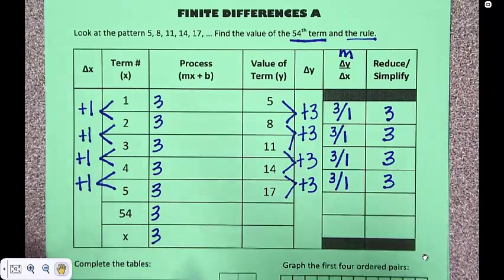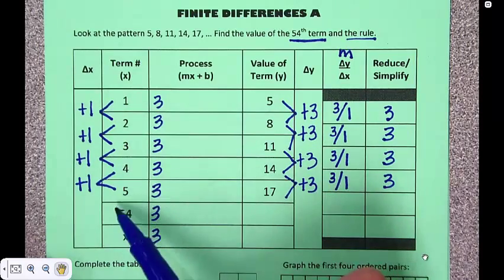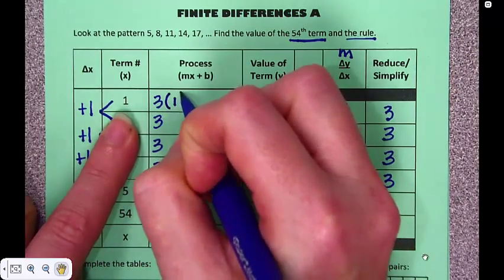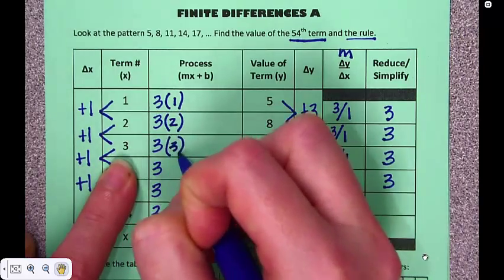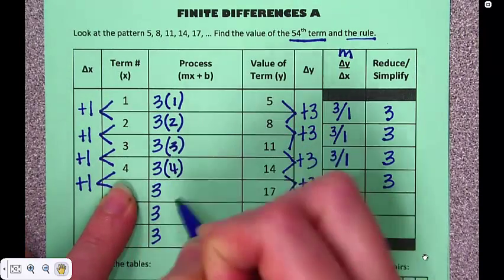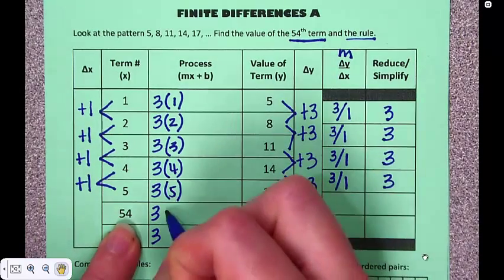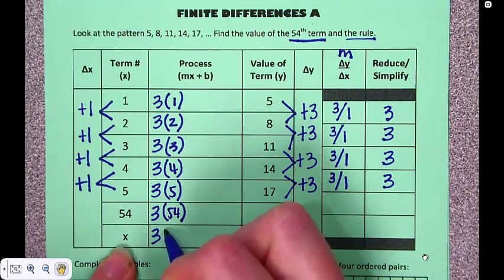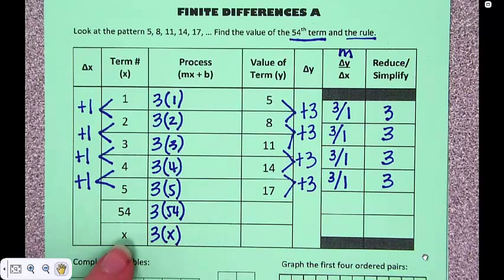Next in our process column goes our x value. Well, remember our x value is our term numbers here. So we're going to put those in parentheses. So I'm going to say parentheses 1, and then the next one a 2, the next one a 3, the next one a 4, and the next one a 5. I'm now going to go ahead and do my 54. And then I'm going to put my x. Now, you can put your x in parentheses, but you do not have to. Right now, I'm going to go ahead and leave it in parentheses.